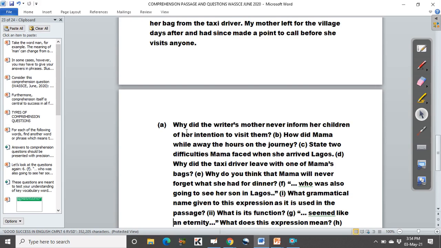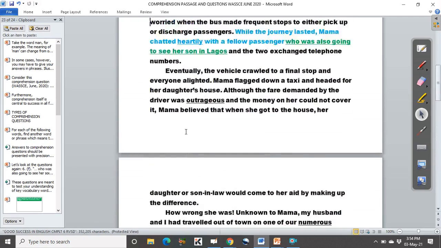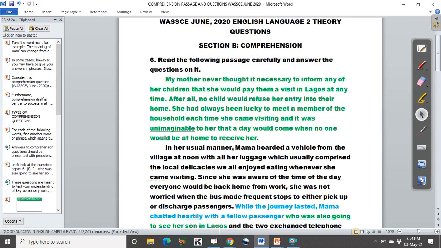All right, so that is exactly the passage. And then the direct or factual questions. Why did the writer's mother never inform her children of her intention to visit them? Now, we go to the passage and you will see the answer directly there.